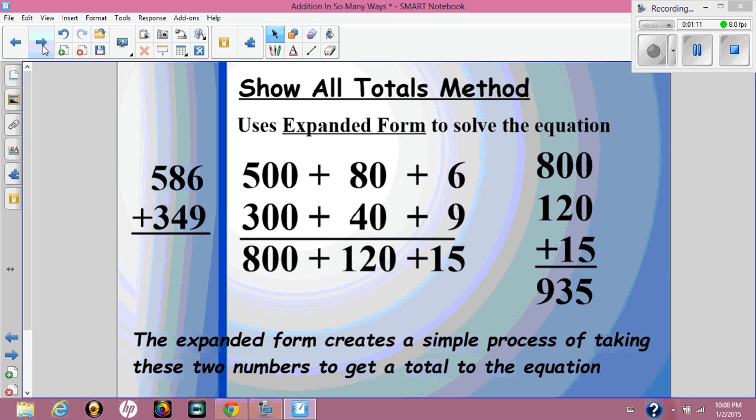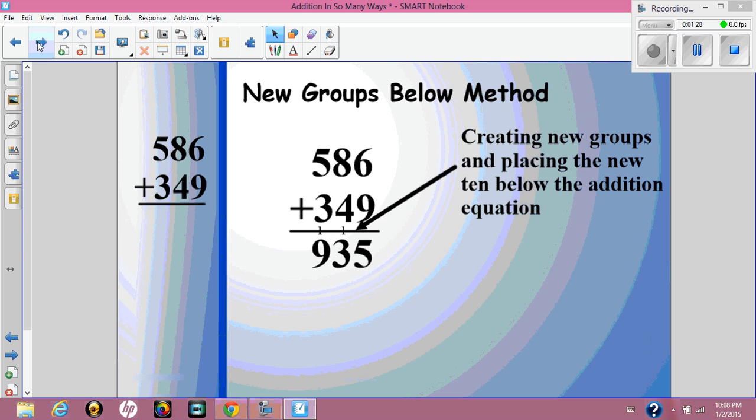Then we add each of the place values together, 800 plus 120 plus 15, and we come up with a total when we add these together of 935. The second method we'll be looking at is not unfamiliar to you, except maybe where we're placing our new groups.